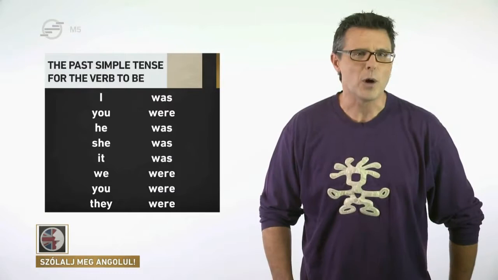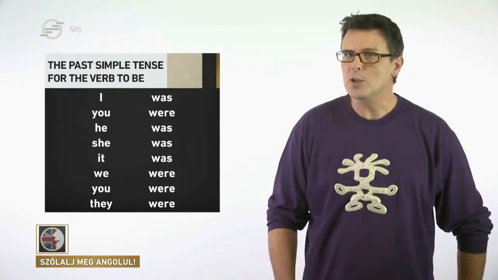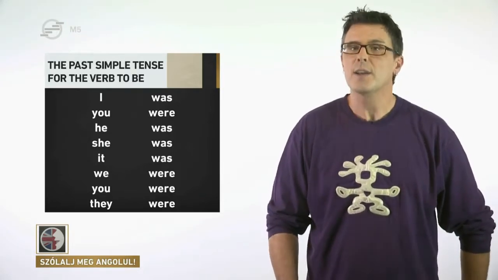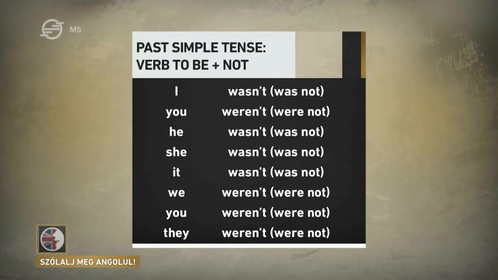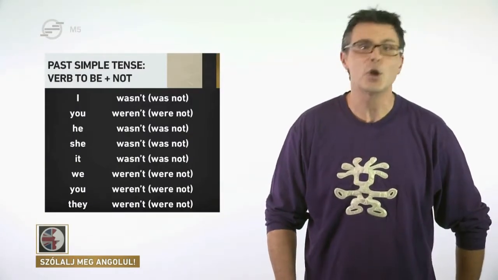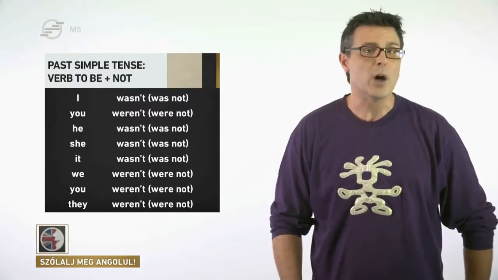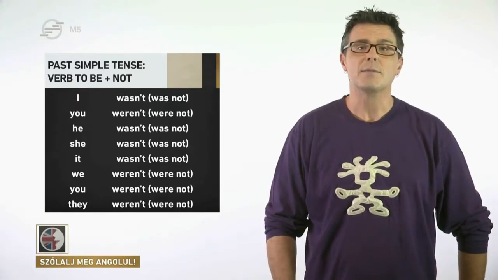So, I was, you were, he was, she was, it was, we were, you were, they were. Okay, so that's the positive. Thank you, Mabel. And now, can we see the negative, please? So, we know the full form, but we normally use the short form. I wasn't, you weren't, he wasn't, she wasn't, it wasn't, we weren't, you weren't, they weren't.